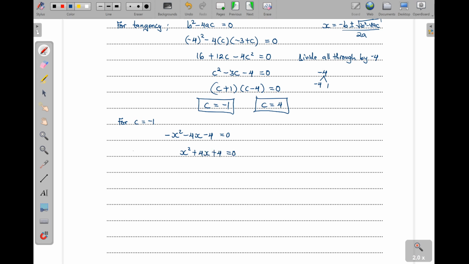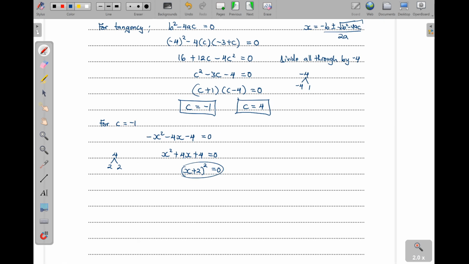Two numbers that multiply to give 4 and also add to give 4: of course, that is 2 and 2. So we have x plus 2, and the other one is also x plus 2. But instead of writing this, I just write x plus 2 squared, which is equal to 0. So now, when we take the square root and take the 2 the other side, x is going to be equal to negative 2.